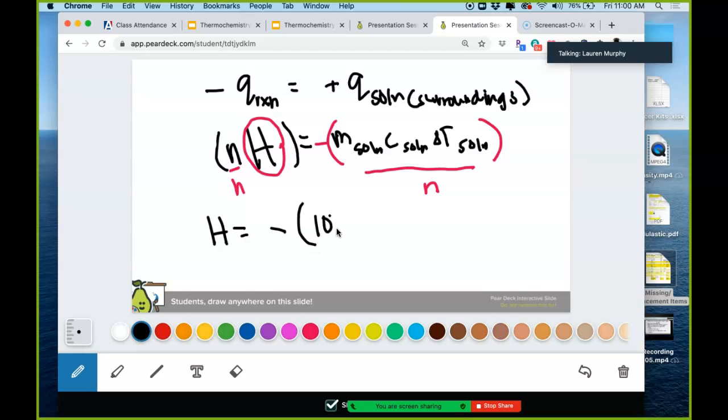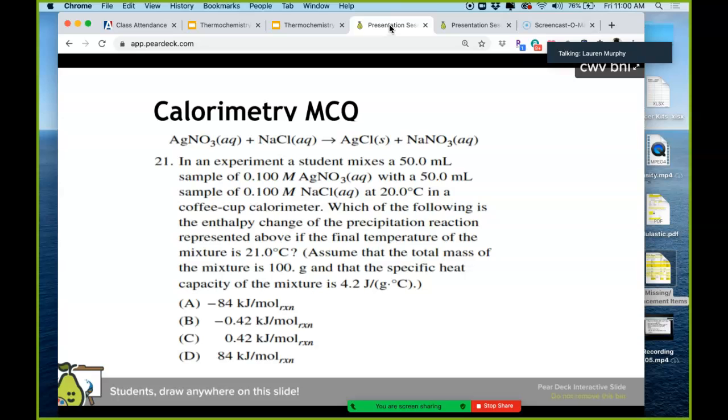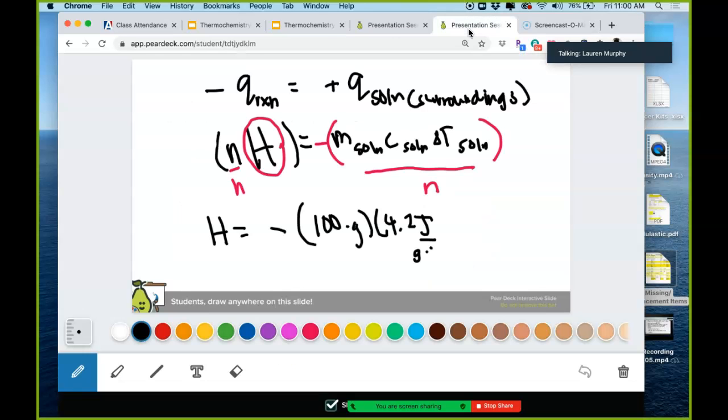what's the mass of the solution? They told you it was 100 grams. And the C of the solution is 4.2. And they did this, did they give you, it doesn't matter. You could put Celsius or Kelvin. Yeah, they put Celsius. They did this because you don't get a calculator, so they want you to just do your best with conceptual math. And the delta T of the solution. Well, if you look back at the problem, the final temperature of the solution was 21, and the initial temperature was 20, so that's only a difference of 1 degree Celsius, which is going to be nice for us. So Celsius cancel, gram cancel.